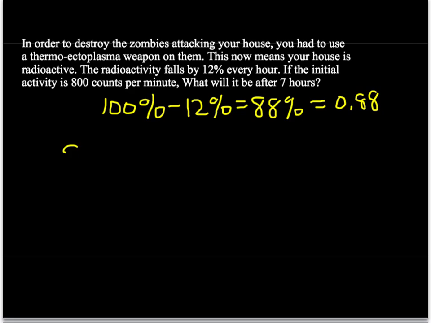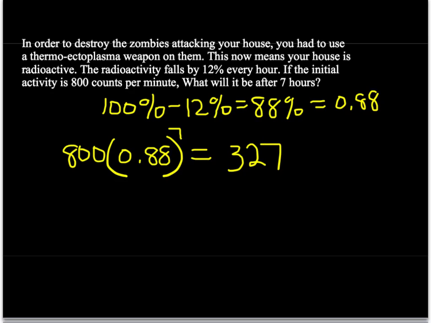So the radioactive count is 800 counts per minute times 0.88. If we just did that, that would tell us how much there was left after 1 hour. But we want 7 hours, so it's going to be to the power of 7. This is definitely one of those problems where it's much easier to use your calculator. If you put it in your calculator, you should notice that the count after 7 hours is going to be 327 counts per minute. So it's fallen from 800 to 327.